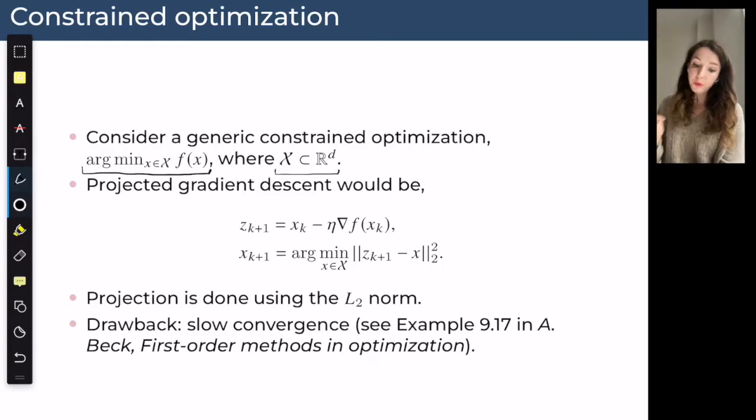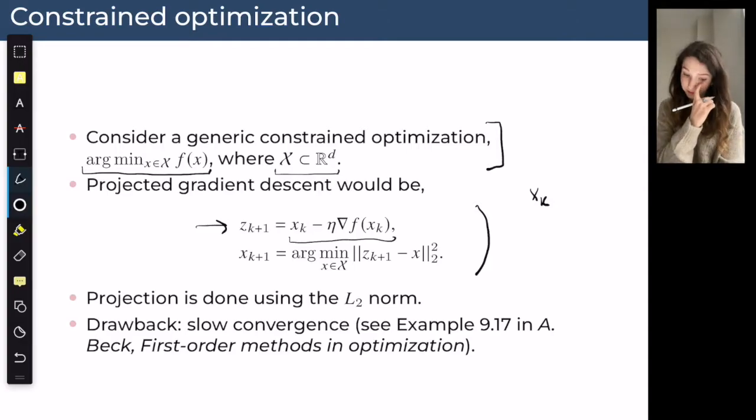Now, if we were to solve this constrained optimization problem with projected gradient descent, our updates would look like this. So what we first do is, assuming that we are in iteration k and we have some value xk, we evolve this xk by going in the direction of the negative gradient, which is what we always do in gradient descent.